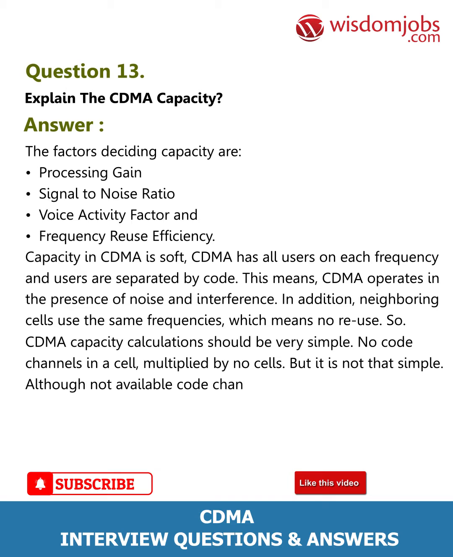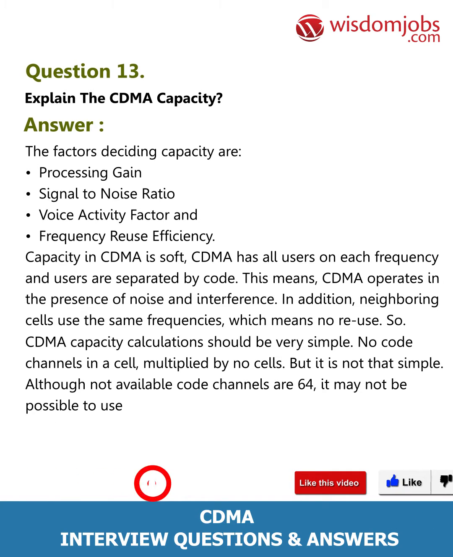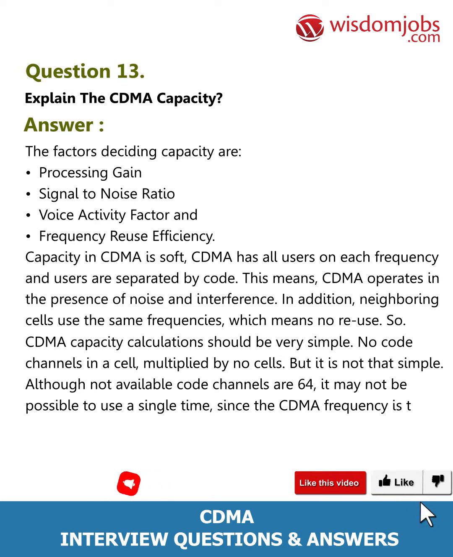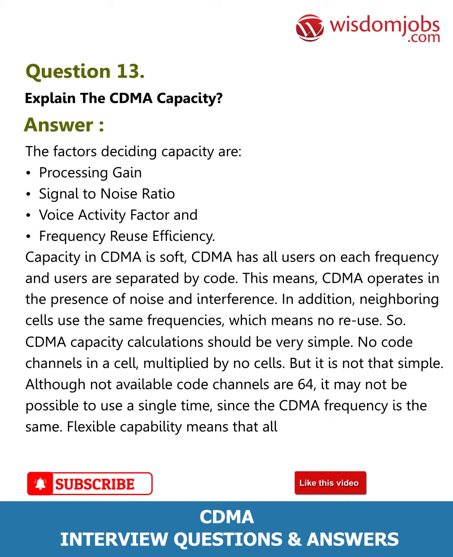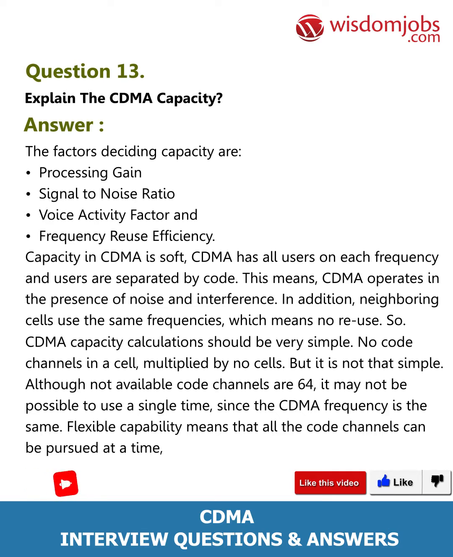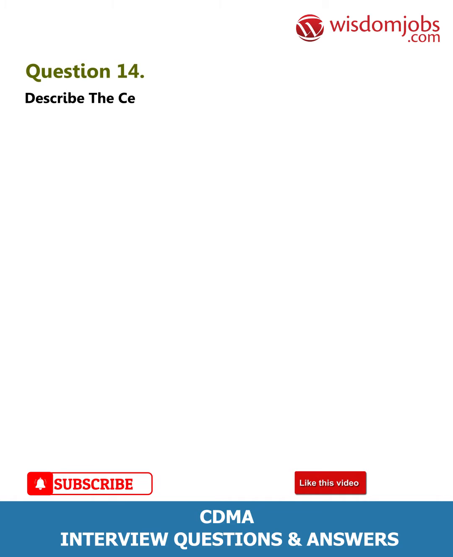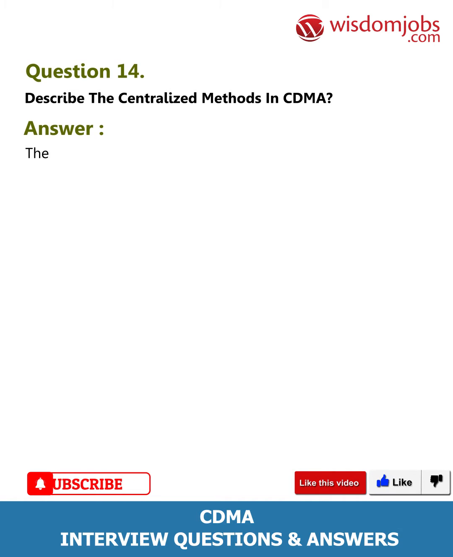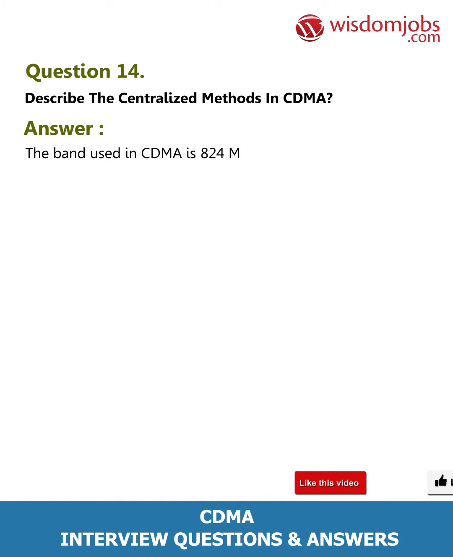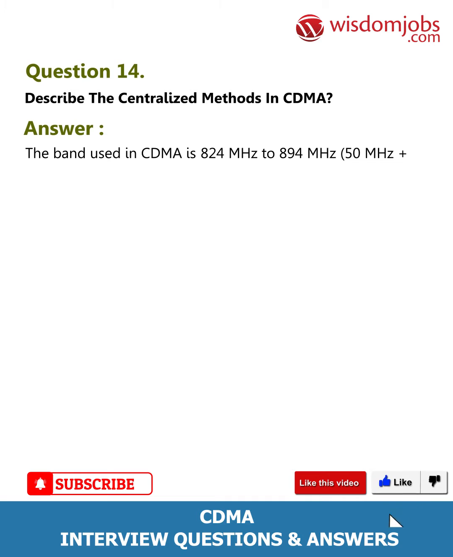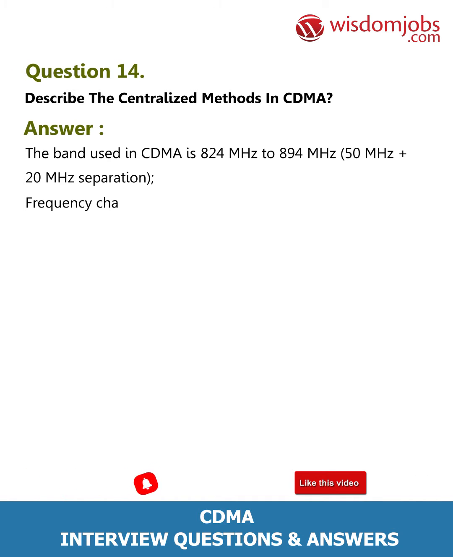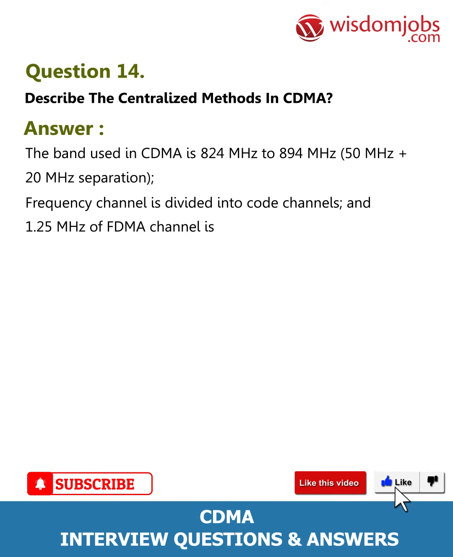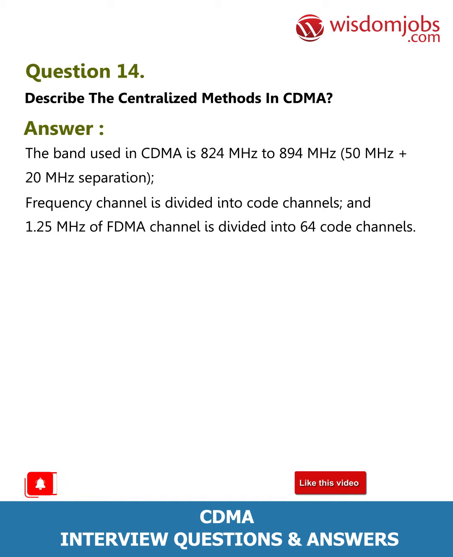Although the number of available code channels is 64, it may not be possible to use them all at a single time, since the CDMA frequency is the same. Flexible capacity means that all the code channels can be used at a time, but at the expense of quality. Question 14. Describe the frequency plan in CDMA. Answer. The band used in CDMA is 824 MHz to 894 MHz, 50 MHz plus 20 MHz separation. The frequency channel is divided into code channels, and the 1.25 MHz FDMA channel is divided into 64 code channels.